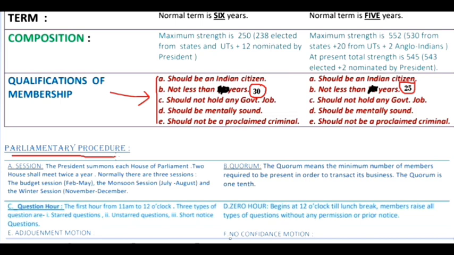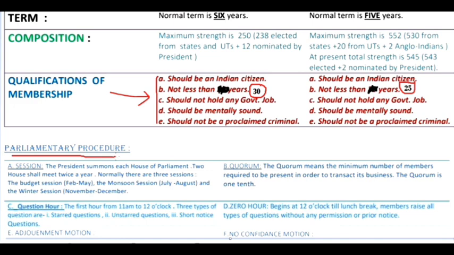Normally there are 3 sessions in a year. First one is the budget session or summer session, from February to May, and after that the monsoon session, July, August, and lastly the winter session, November to December.